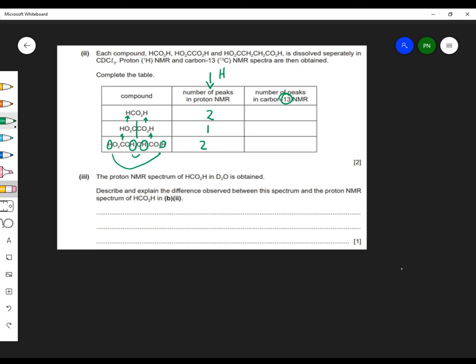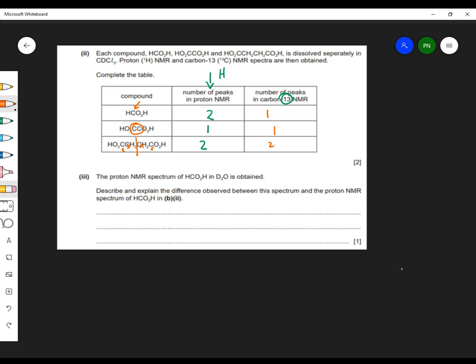Now let's do the easier one. I hope it's easier. Let's do the carbon. There's only one type of carbon there, so you're going to get 1. There's only one type of carbon here. They're the same, so you're going to get 1. Now here, it's symmetrical, so this one and this one are the same, and this one and this one are the same, so you're going to get 2 carbons there.